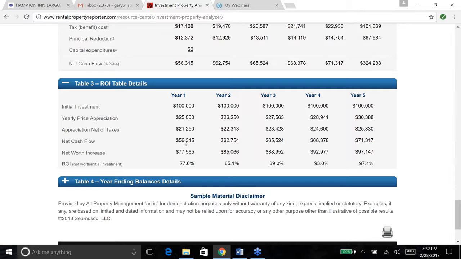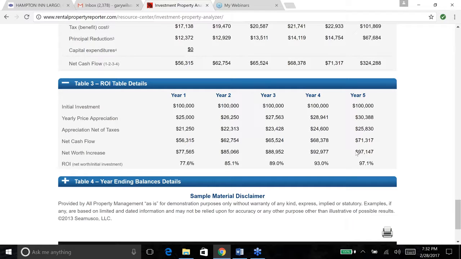Net cash flow, therefore, is 56,000, and the net worth increased by 77,000 bucks. Okay, so because you made the wise decision to purchase this property, you just added 77,000 on paper to your net worth, and each year that increases. And you can see in the 5th year it's the greatest.